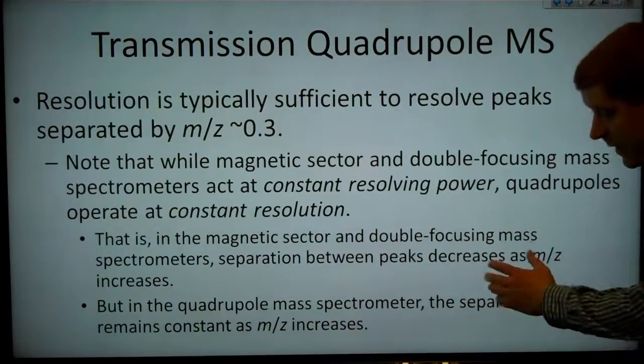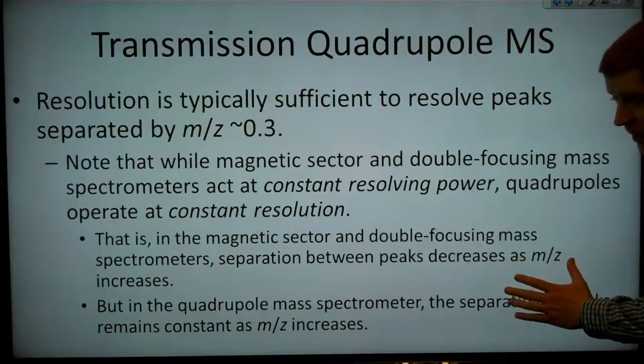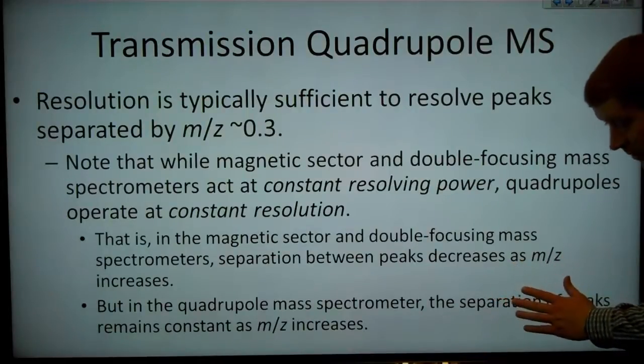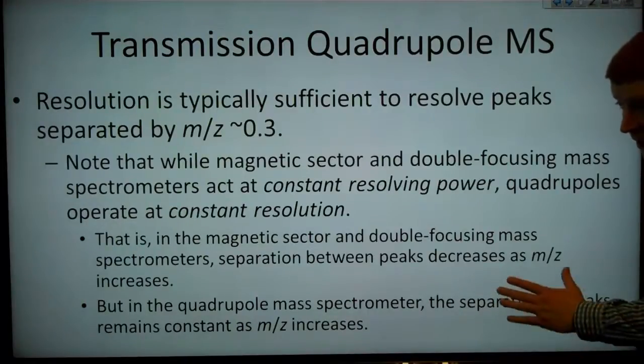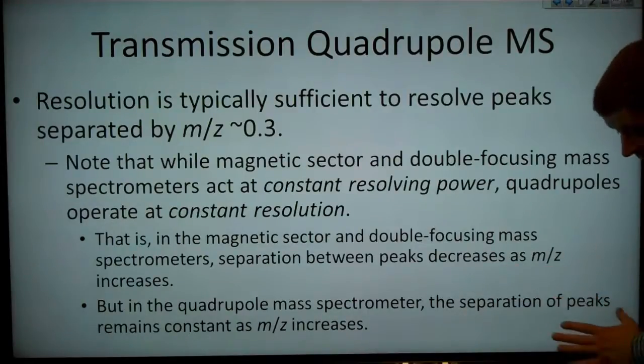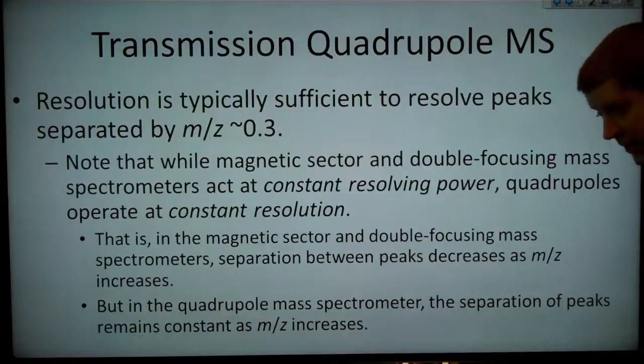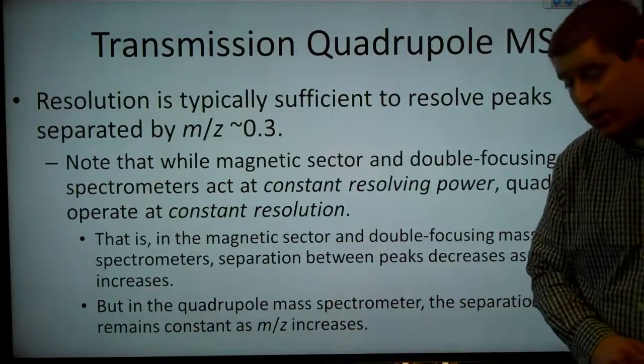That is, in the magnetic sector and double focusing mass spectrometers, separation between peaks decreases as mass to charge increases. But in the quadrupole mass spectrometer, the separation of peaks remains constant as the mass to charge ratio changes.